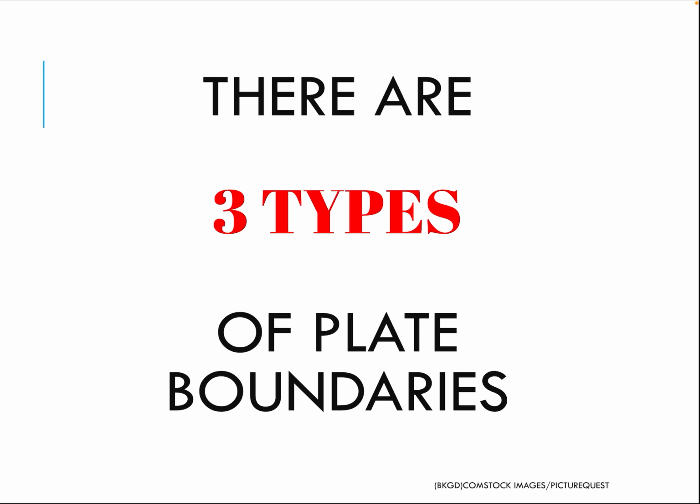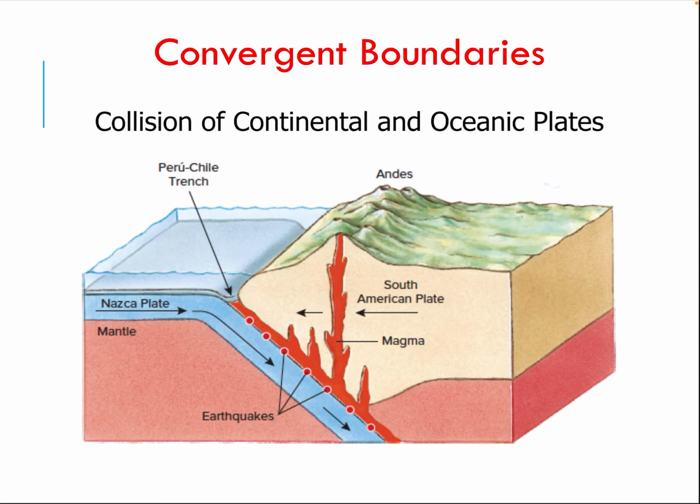Now there's 3 types of plate boundaries. We're going to go over them quickly. The first one is convergent. This is when you have a collision of 2 plates. You have an oceanic and a continental plate. They come together. What you notice in the picture is that the oceanic plate is sliding under the continental plate. And that's what always happens. The oceanic slides under the continental because the oceanic is more dense. So it's a little bit heavier, if you want to think of it that way. So it slides under and yields to the continental plate.